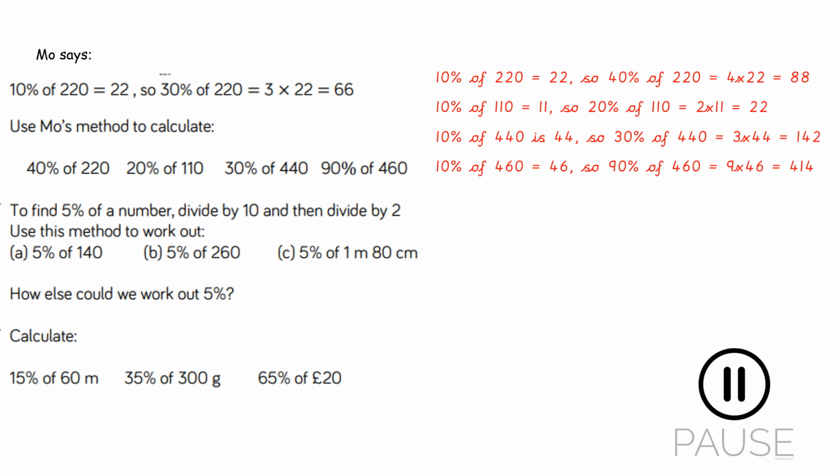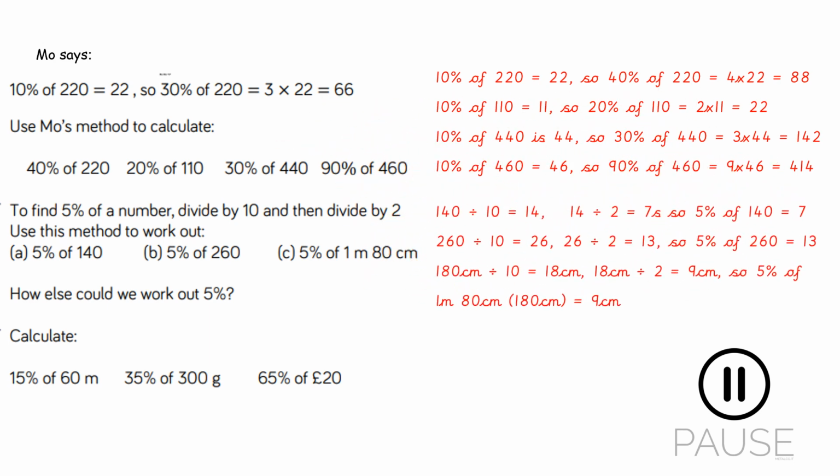To find 5% of a number, divide it by 10 and then divide it by 2. So for this one, we've got 140 divided by 10, which is 14. 14 divided by 2 is 7. So 5% of 140 is 7. Then we've got 5% of 260. So 260 divided by 10 is 26. Divide that by 2, which is 13.